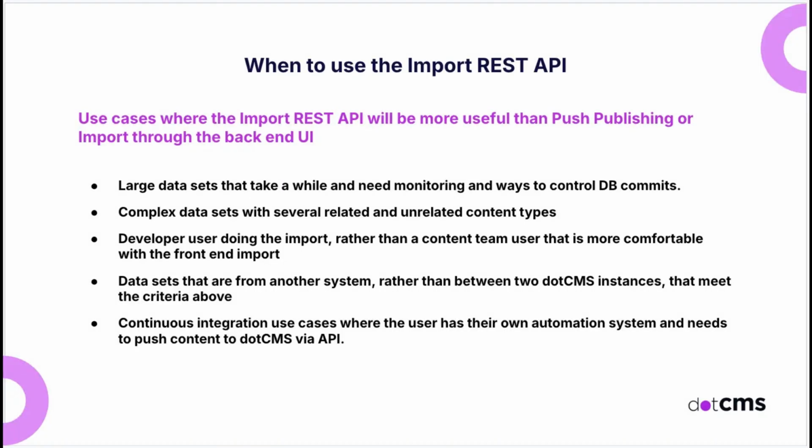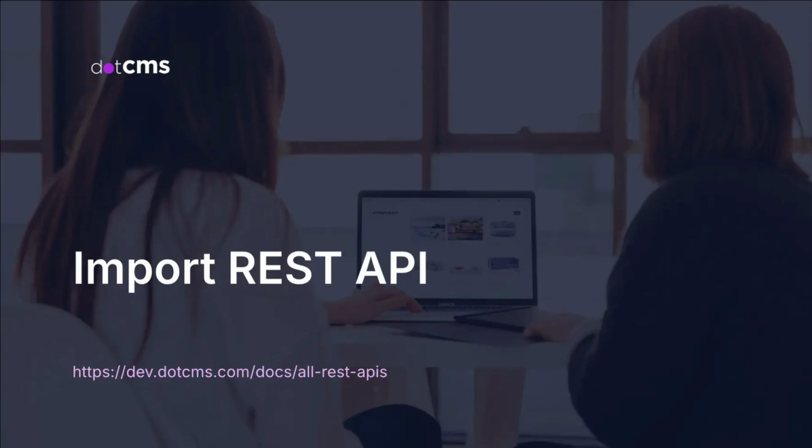The Content Import REST API is perfect for migrating large datasets, complex datasets with several content types and relationships, datasets from third-party systems, and continuous integration processes for moving content between systems regularly. Speed up your content import and migration processes with the dotCMS Content Import REST API today.